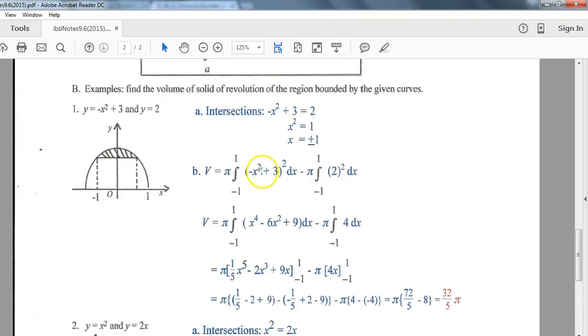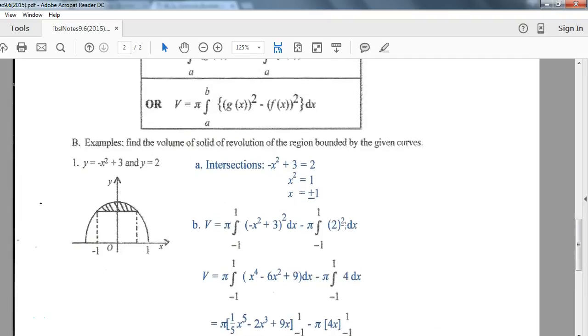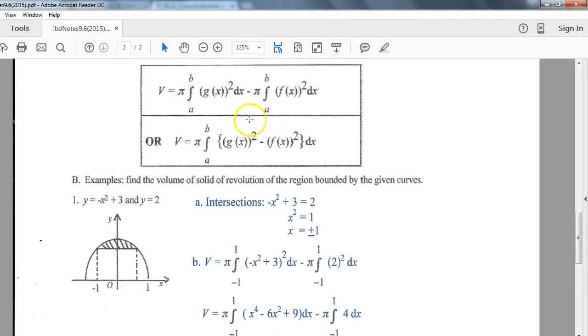So we have the parabola squared. We have our line squared. This is the two shapes. So we're finding the space between them. And so after you square each function, so that was the first one squared, here's the second one squared. At this stage, if you notice right here, you have two options.